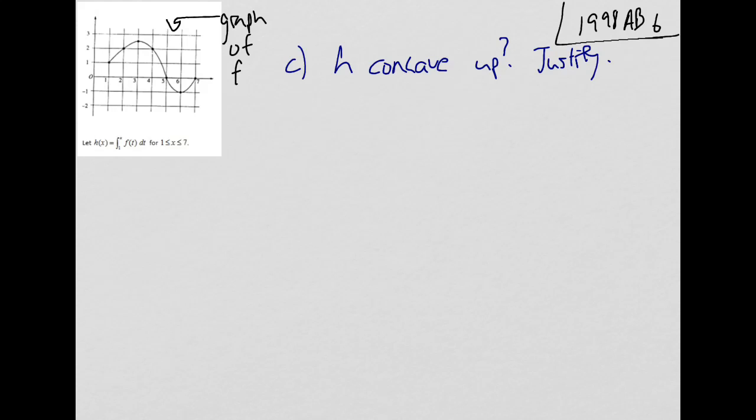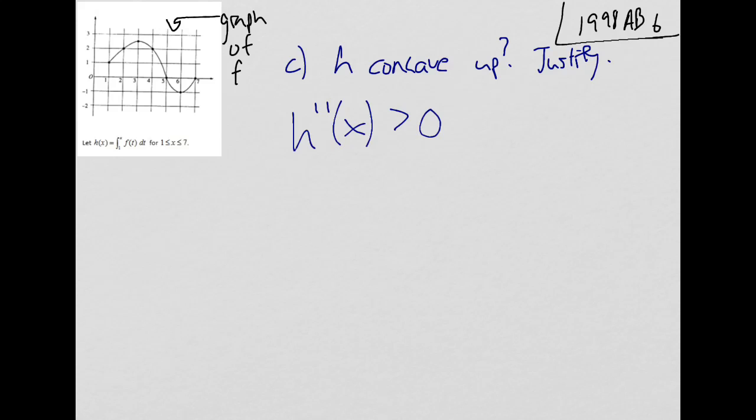So for part C of this problem, first off, I'm going to point out again, this is the graph of f, and that's given to me in the problem. They want to know when is h concave up. So when I think of concavity, I think of second derivative. So h double prime of x is what we want to look at. Concave up means that this is positive, that it's greater than 0.